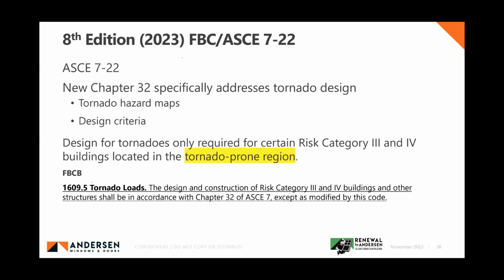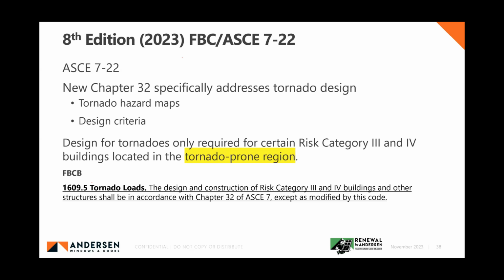And in ASCE 7 and in the Florida code, we really just have a reference to chapter 32, and it's 1609.5 here. There's also a reference in the high velocity hurricane zone that just says that the design and construction of risk category 3 and 4 buildings have to comply with chapter 32 of ASCE 7, except as modified by this code. And there are a couple of modifications that don't affect the design, but they're really clarifications related to tile roof design. So I'm not going to get into that.